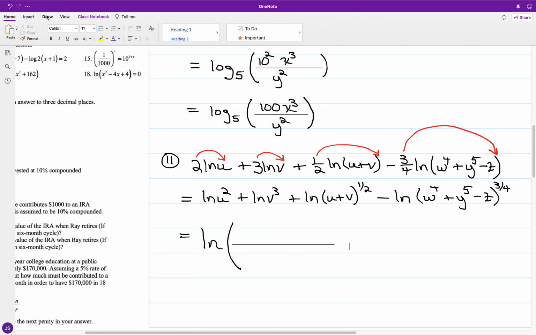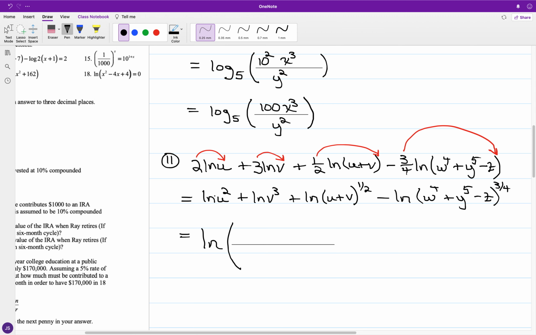So with u to the second, this stems from a positive natural logarithmic term, so this will go to the top. V to the third will do the same, and u plus v to the 1/2 likewise. And with the last term subtracted, we're going to have this 3-term expression to the 3/4 power in the denominator. So just keeping the exponents throughout, including the non-integer ones, this can be your final result.